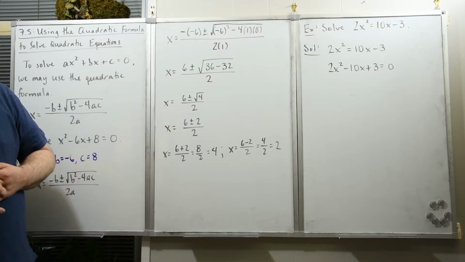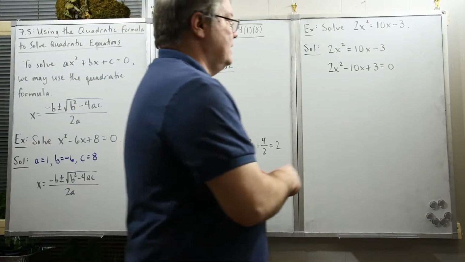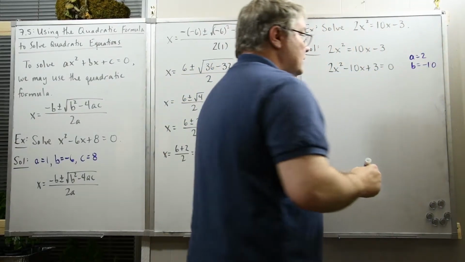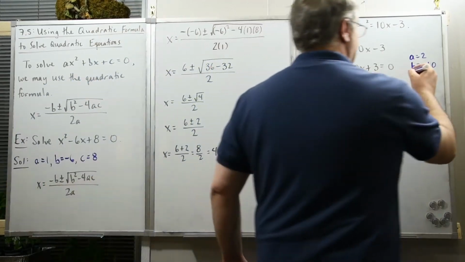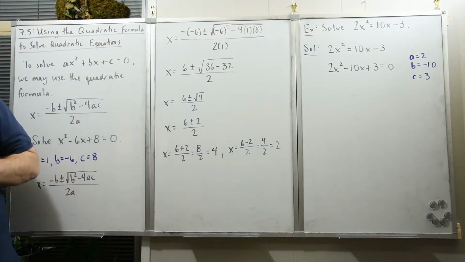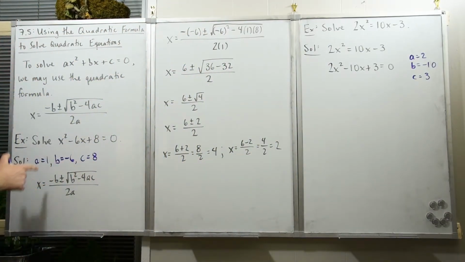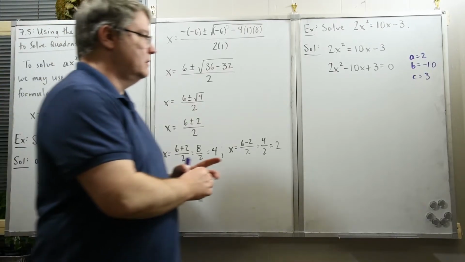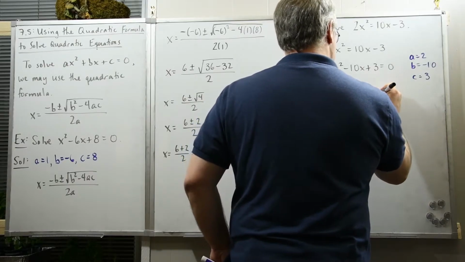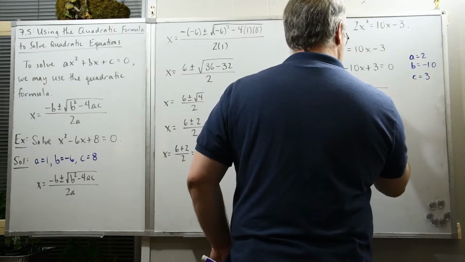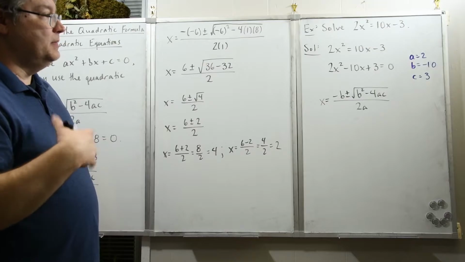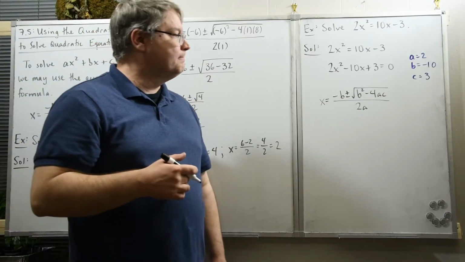Now we can use the quadratic formula here as well. And in this case we would have a equals 2, b is negative 10, and c is 3. So we would go forward using our quadratic formula. And we'll replace the a's with 2's, the b's with negative 10's, and the c with 3.